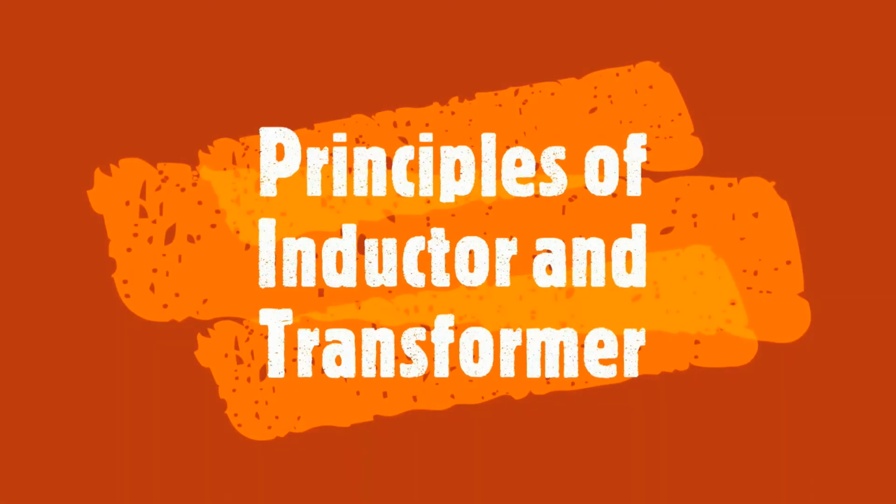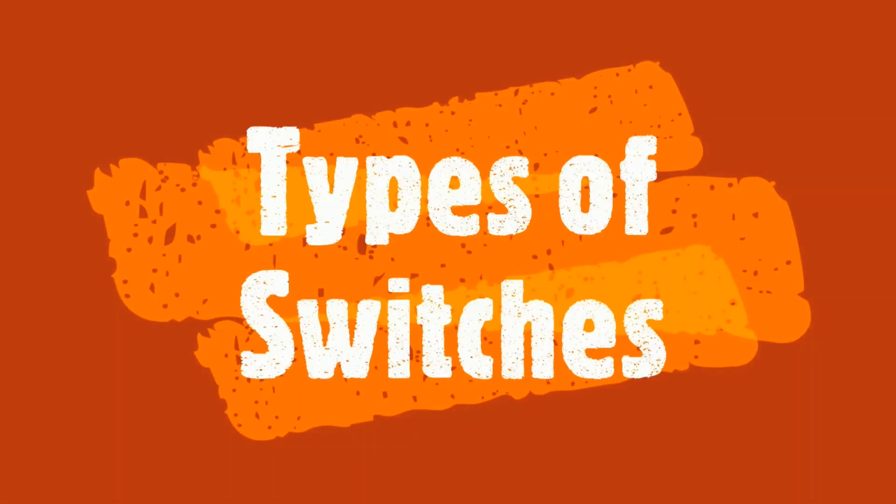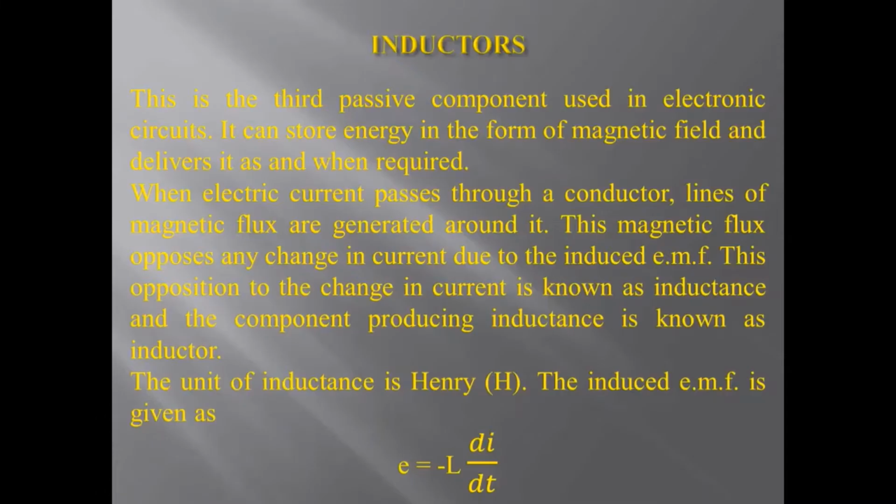Hello students, in this video we will try to understand three types of components: inductor, transformer and switches, basically their types. The first one in the line is the third most important passive component used in electronic circuits, that is the inductor. It can store energy in the form of a magnetic field and deliver it as and when required.